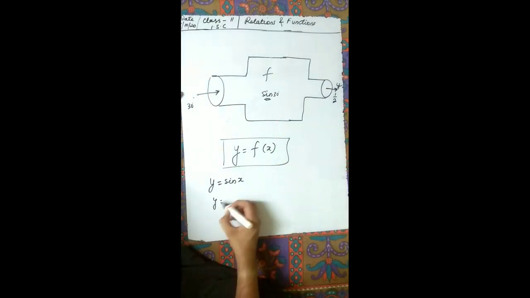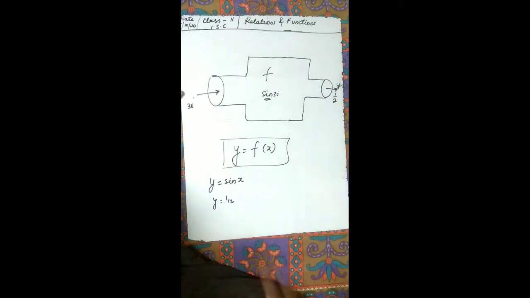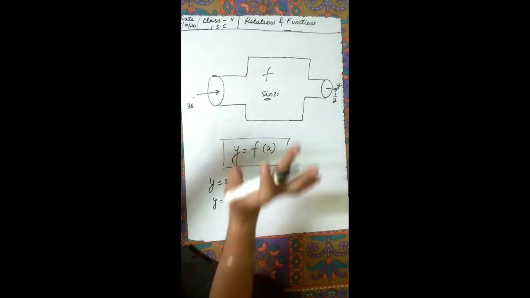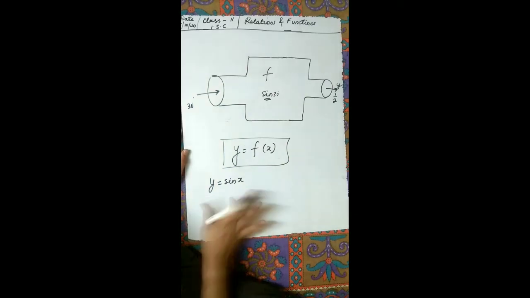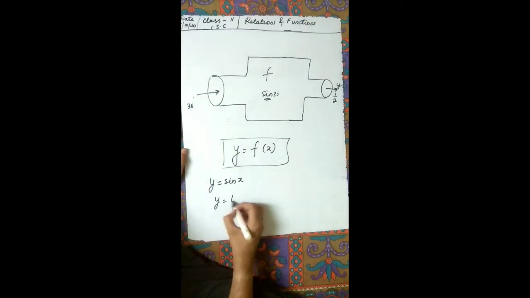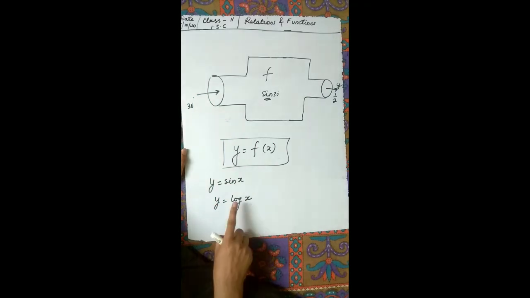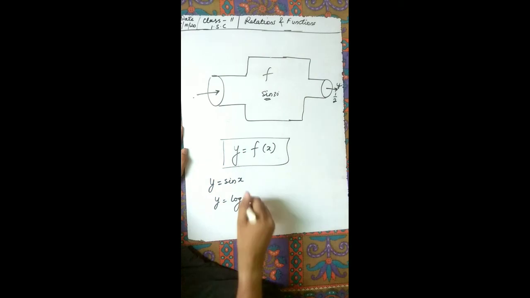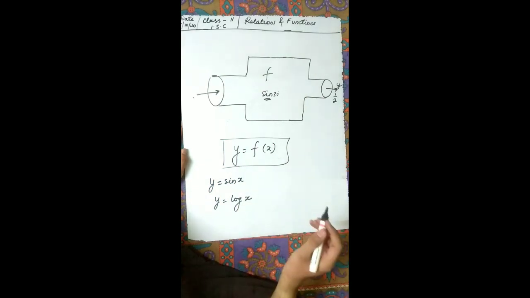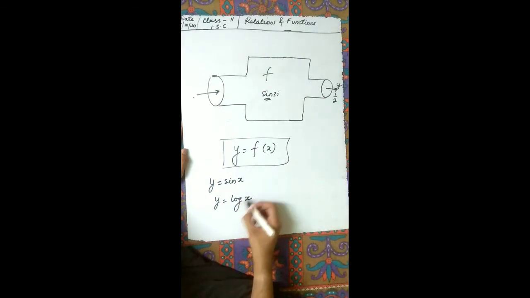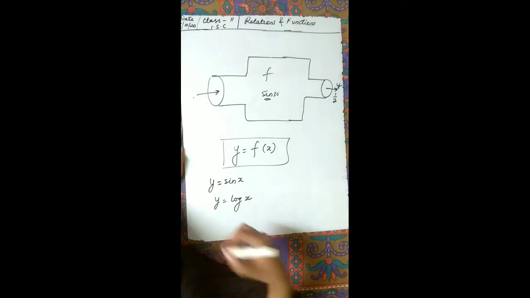So your y is equal to 1 upon 2. We got the output as 1 upon 2. So like this, just try to make it. Say for example, I'm writing y is equal to log x. So y is a logarithmic function of x. You just put x is equal to 10. Log 10 is what? 1. So now it worked as a logarithmic function.